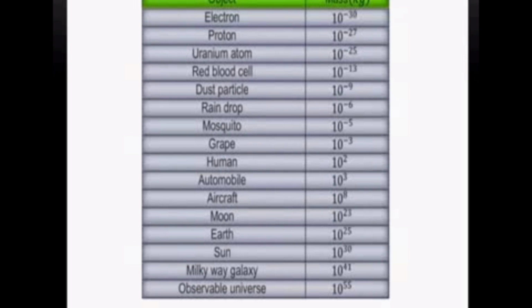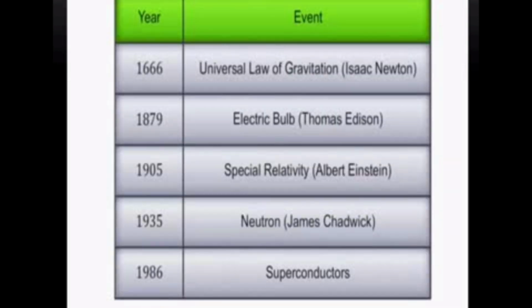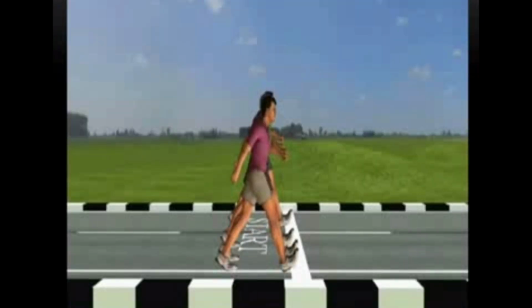See that, 10 to the power of minus 30 is a smaller mass. From 10 to the power of 2 to 10 to the power of 55, it's a very greater mass. For example, the smaller mass is the electron, the greater mass is the Sun. Then these are all the laws discovered in that year. In 1666, the universal law of gravitation. 1879, the electric bulb. 1905, the special relativity theory. 1935, the neutron. 1986, superconductors. Then now we are going to see the measurement of time.